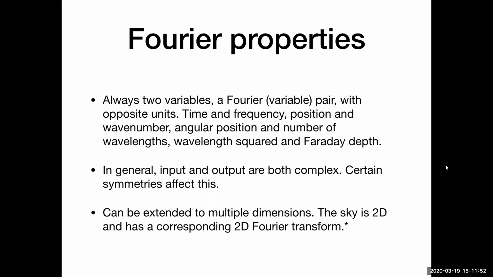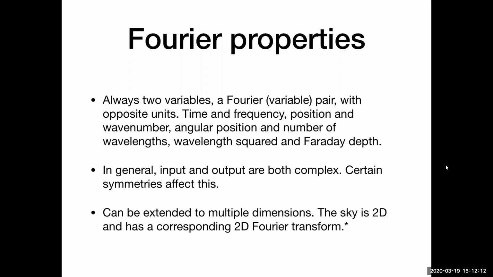The Fourier transform can be extended to multiple dimensions. You can have 2D, 3D, or higher dimensional Fourier transforms. And this will be key in the sense that we can think of the sky as a two-dimensional surface, which means it then has a corresponding 2D Fourier transform.